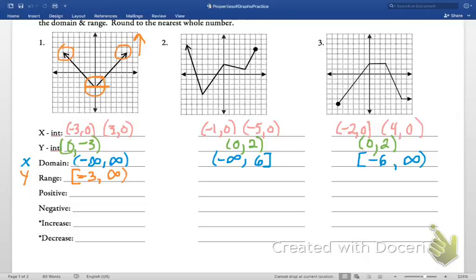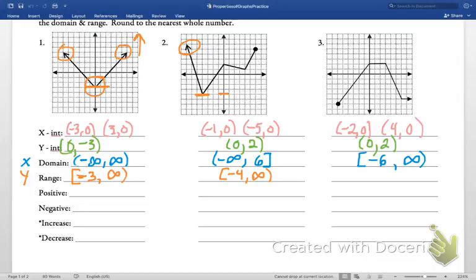Alright, let's look at number 2. How low does it go? Well, it comes down here to a -4, and then how high does it go? Arrows trump dots, so it's going to go to +infinity. So I have -4 to +infinity.